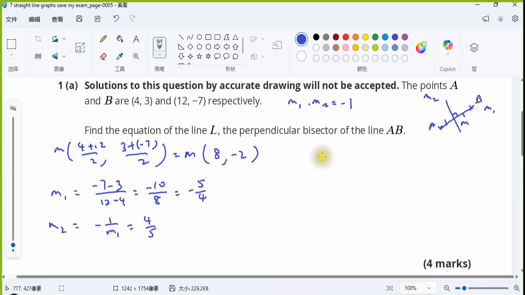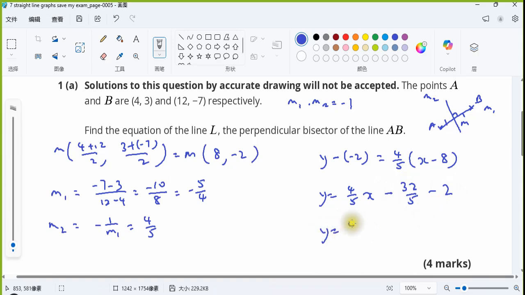So we have y minus -2 equals 4 over 5 times (x minus 8). So y equals 4 over 5 times 8 minus 32 over 5, minus 2. So y equals 4 over 5 x minus 42 over 5. So this will be the perpendicular bisector.